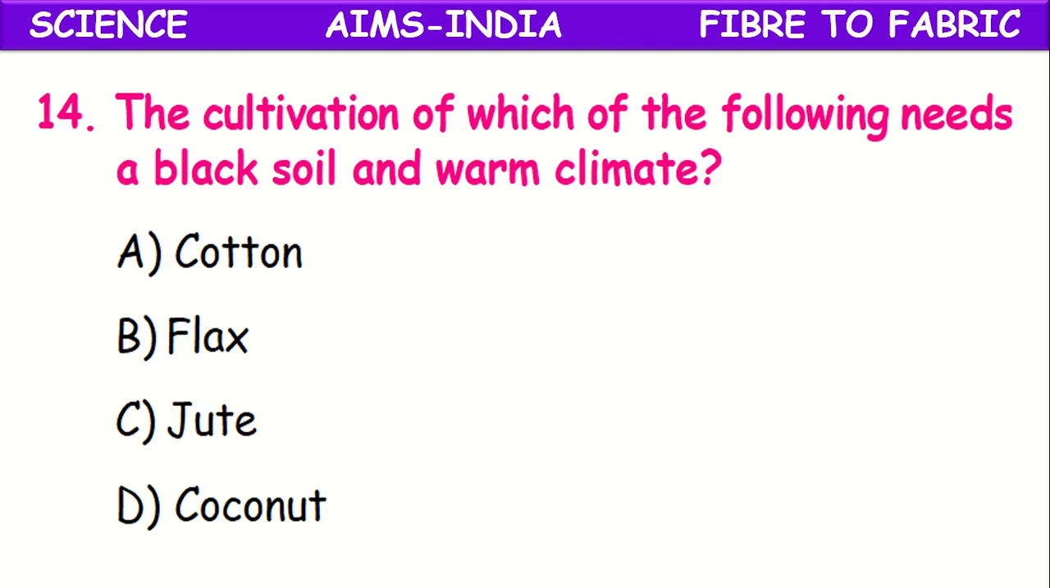Next, the cultivation of which of the following needs black soil and a warm climate? Yes, for which is it needed? Black soil and warm climate. Generally for cultivating cotton. Yes, for the cultivation of cotton, it needs black soil and warm climate.